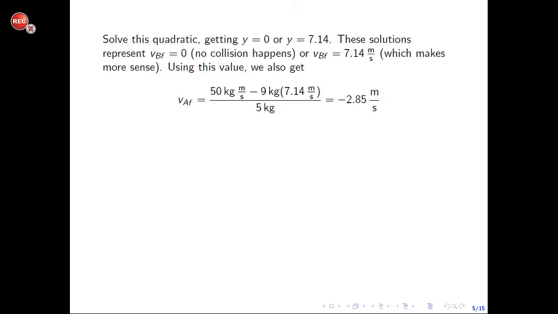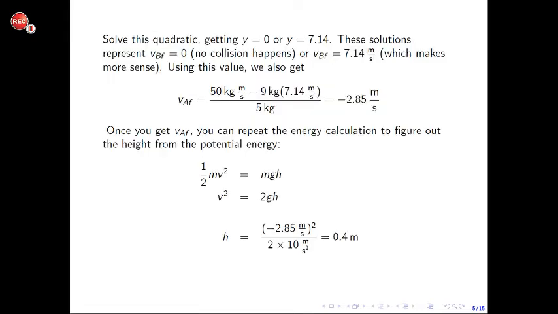All right. So we solve for y, and then we use that to get the actual velocity for block A, and lo and behold, it goes backwards. And it's not as fast as it came in. It came in at 10 meters per second, and it goes out at minus 2.18. And then we use the energy arguments that we did before to get how far it goes up, and it goes up 0.4 of a meter.